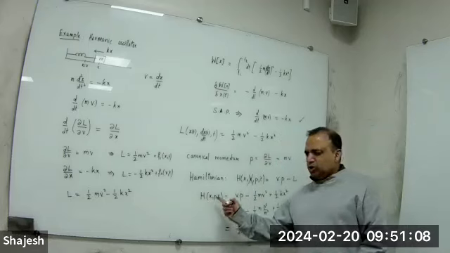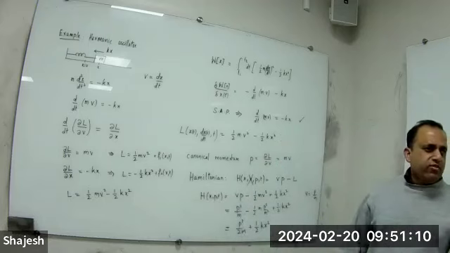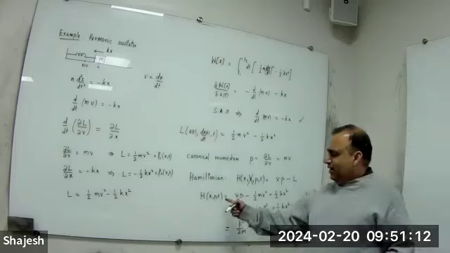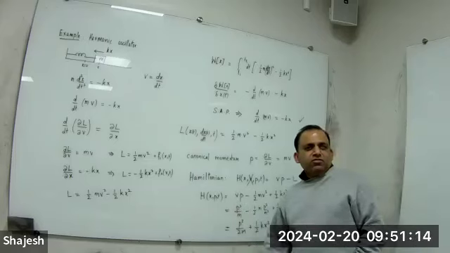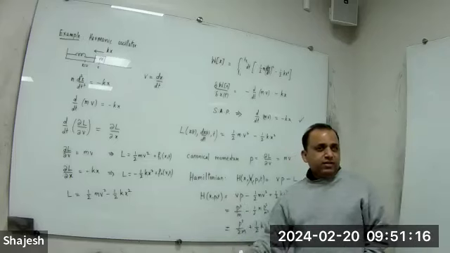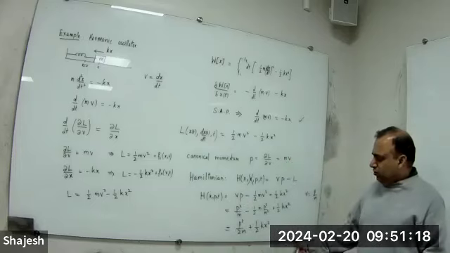The Hamiltonian is usually associated with energy. If it is time dependent, it is not a conserved system. If it is time independent, it is exactly the energy. So that's your Hamiltonian.